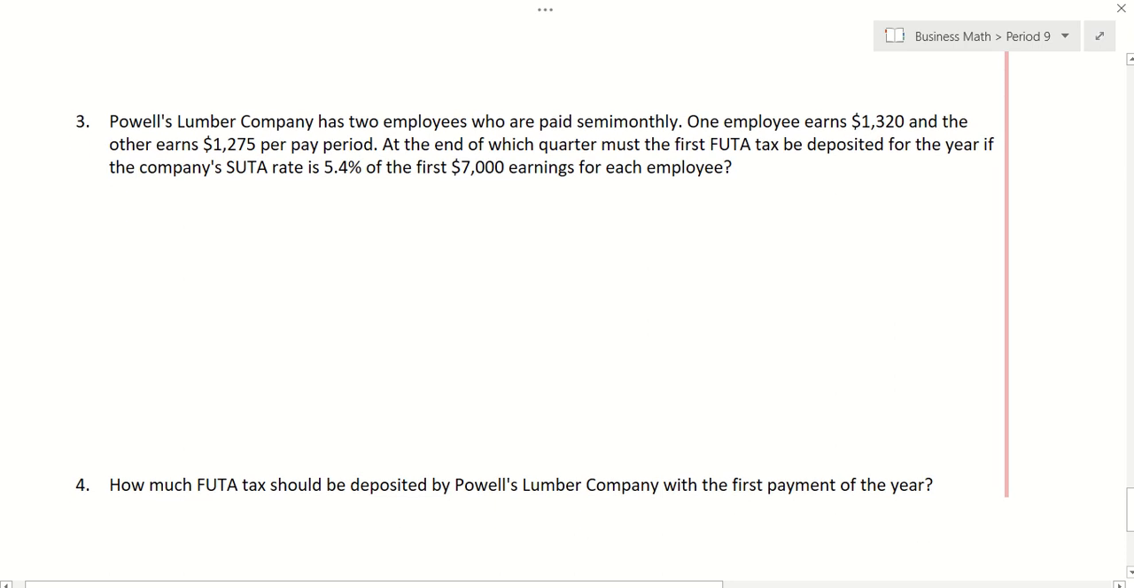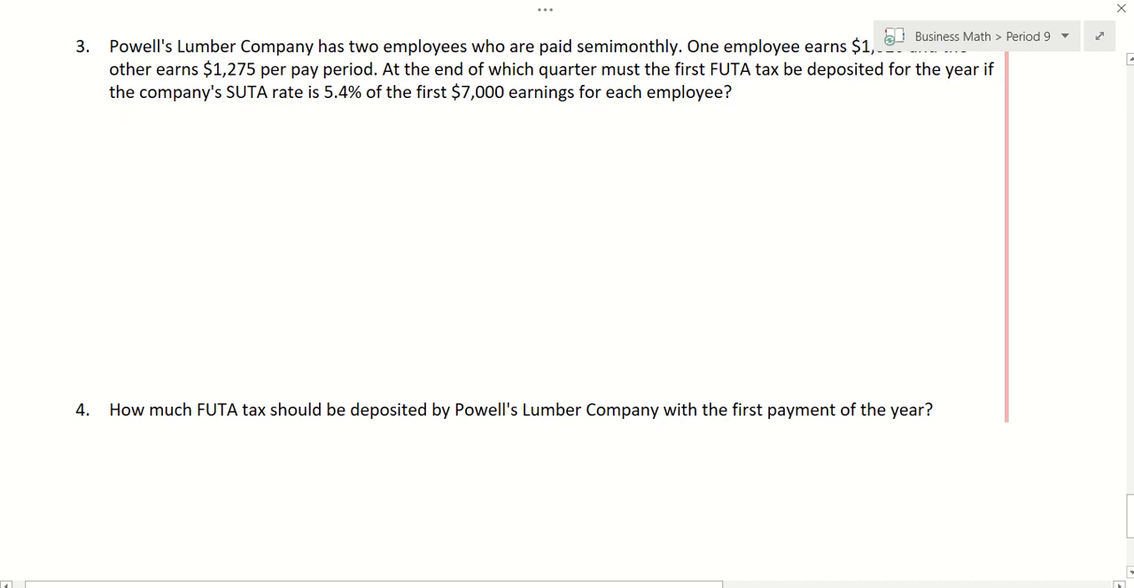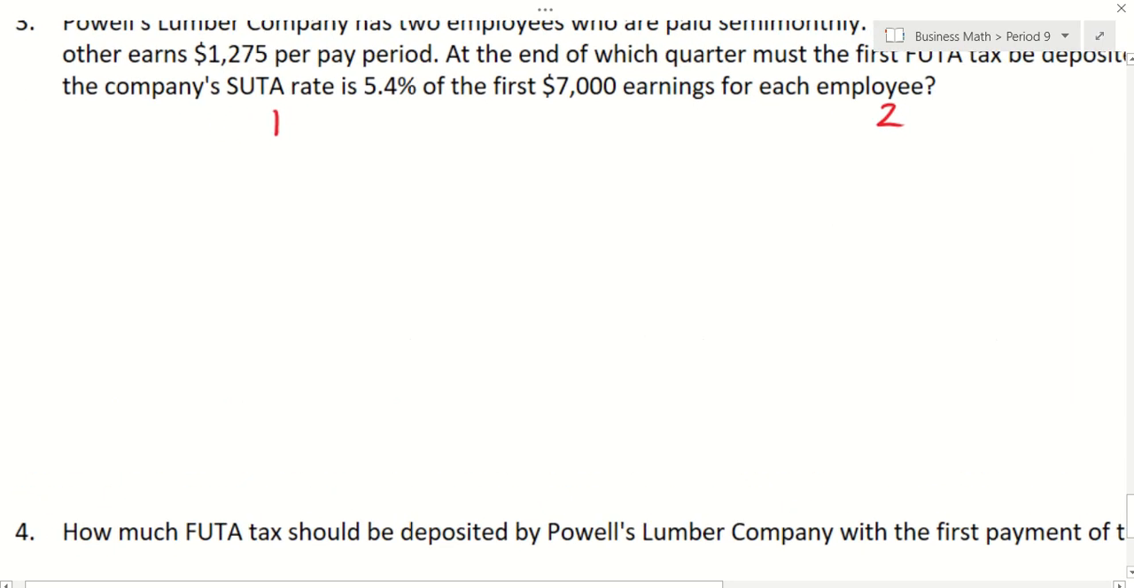This is where it gets fun. This is where they're asking us basically to create that table to figure out at which quarter the first FUTA tax will be deposited for the year, and the company's rate is 5.4% of the first 7,000 for each employee. So we start our tables the same way, and we have 2 employees again, starting at the beginning of the year. So you've got employee 1 and employee 2. And then we just break it down.